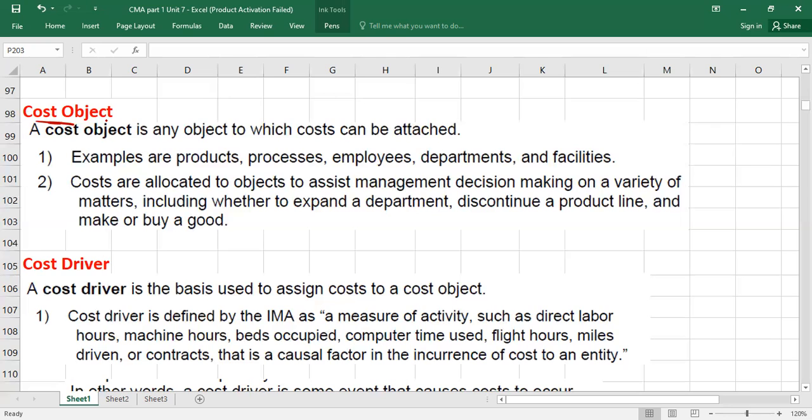Anything to which cost can be attached, that is called what? Cost object. It could be a process. It could be a department. Right or wrong? It could be a product. So this is what is called a cost object. I hope it is clear. Understood?